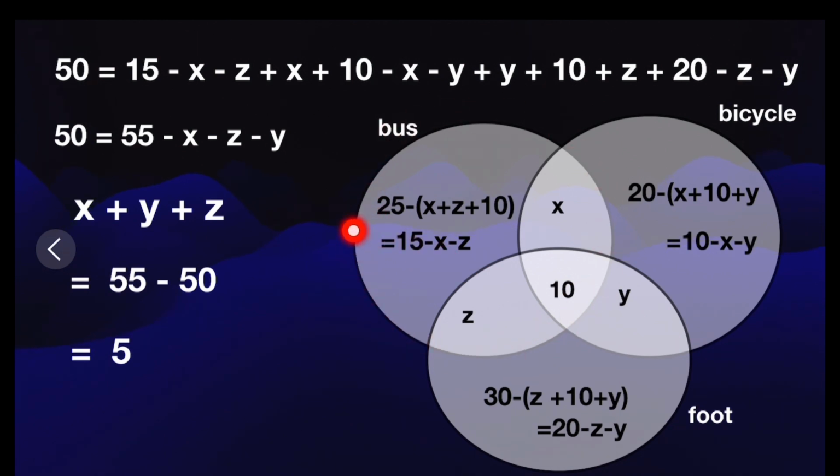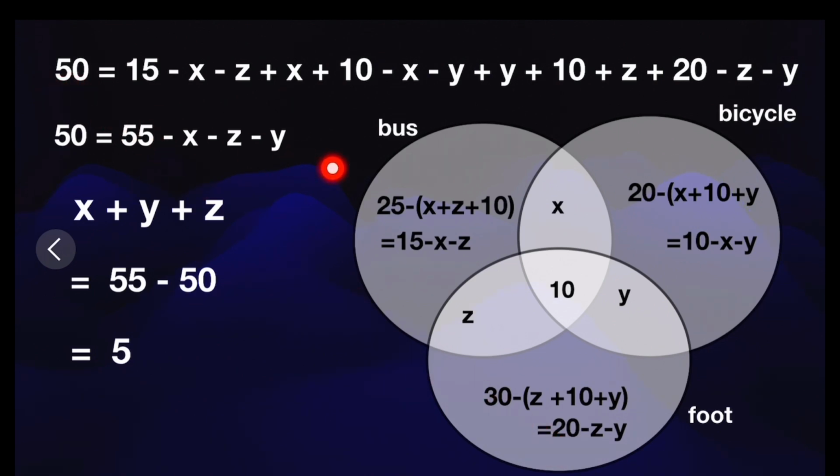They have given the total number of students as 25, those who come by bus. So let's subtract this. Those who come only by bus is 15 minus x minus z. Similarly, those who come only by bicycle is 20 minus x minus 10 minus y. Those who come only by foot is 30 minus z, 10 and y. We can put it in brackets, these values. You will evaluate, you will get this. So these values are the children who come only by bus, only by bicycle and only by foot.